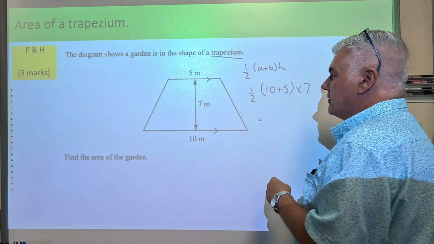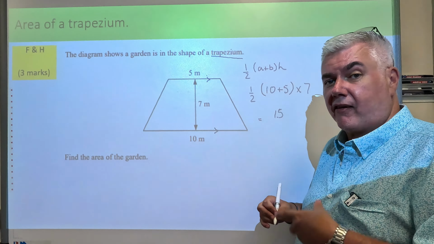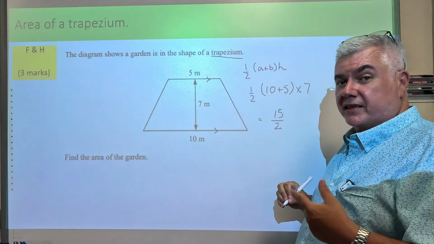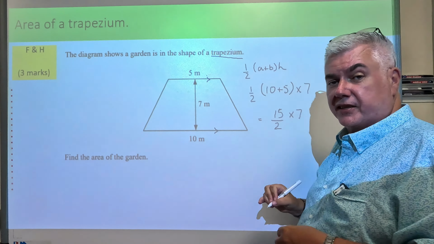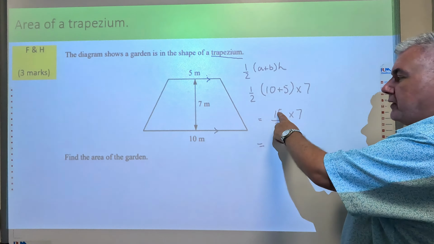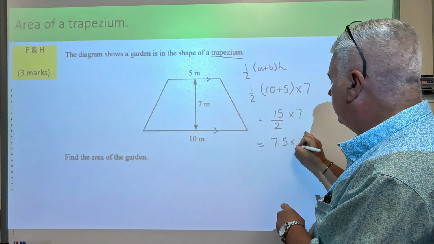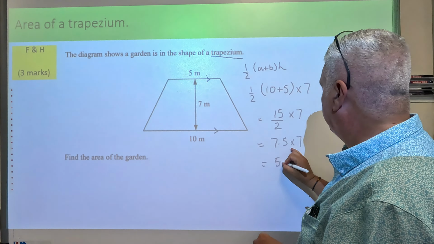So half the sum of the parallel sides, I need to sum the parallel sides. 10 add 5 is 15. But I want to half the sum of the parallel sides. To half 15, I divide by 2, times the height between them. That is how we calculate the area of a trapezium. I told you, feel daft. 15 divided by 2 is 7.5, times 7, which gives me 52.5.